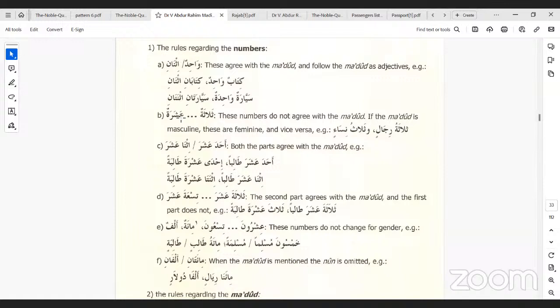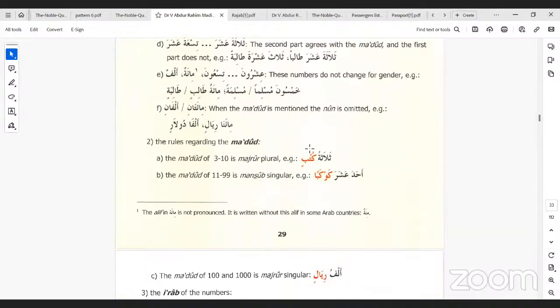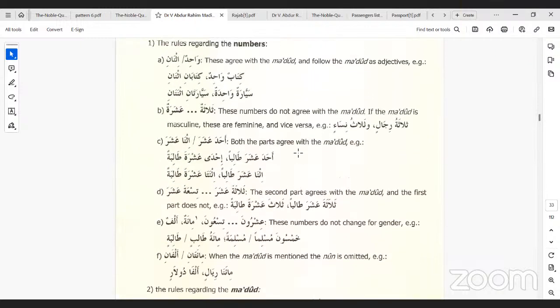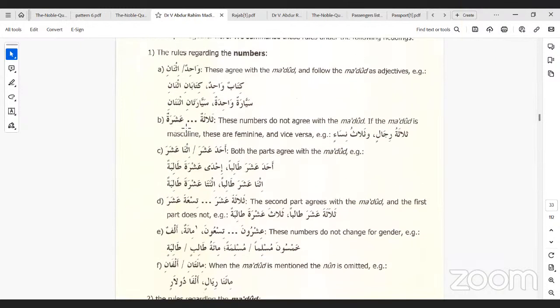Sayaratun wahidatun, that's one car. Sayaratani ithnatani, two cars. B. Thalathatun to asharatun, the numbers 3 to 10. These numbers do not agree with the ma'dud. Which page are we on? Page number 29, Doctor. Thank you. Numbers 3 to 10 do not agree with the ma'dud. If the ma'dud is masculine, these are feminine and vice versa.